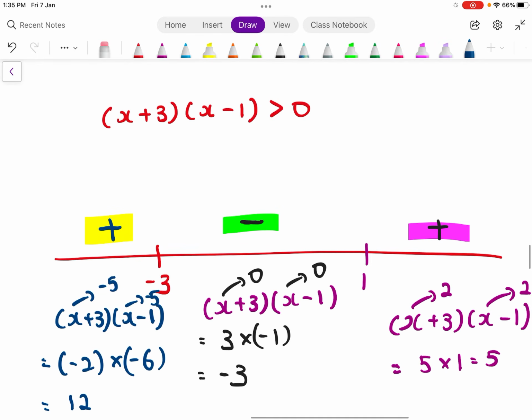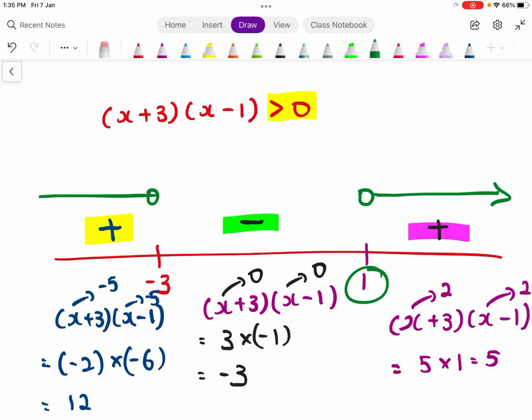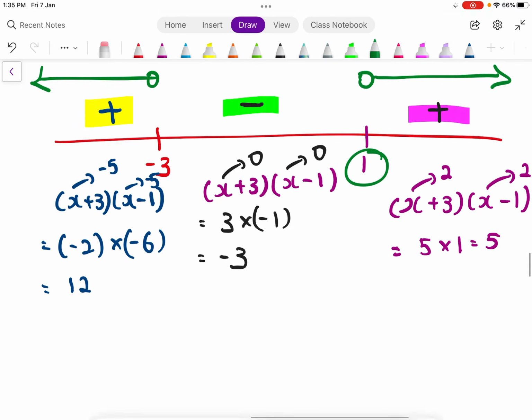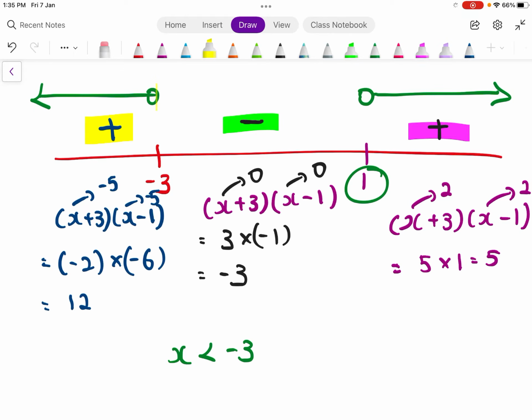After determining the sign, I need to look at the inequality again. I want more than 0, and more than 0 means positive. So you go to the positive regions. I look at positive 1 here, and the positive region is right here. Then I look at negative 3, and I must go to the positive region, so it's here. So the inequality that I need to write down is x less than negative 3, because the arrow at negative 3 is pointing towards the left-hand side, or x more than positive 1.